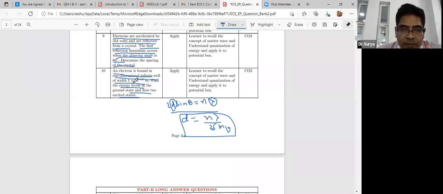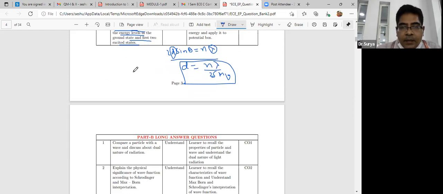With this width, the electron is there, so you have to take the mass of the electron. H is Planck's constant, L is given, and you have to find the energies. The ground state is E at n equals 1, and the next excited state is E2. If you want, you can find the energy difference also, E2 minus E1. It makes no difference, just see if it is possible. Okay, clear?